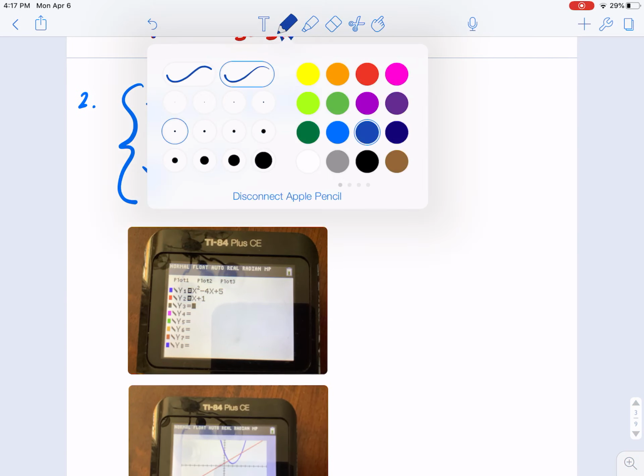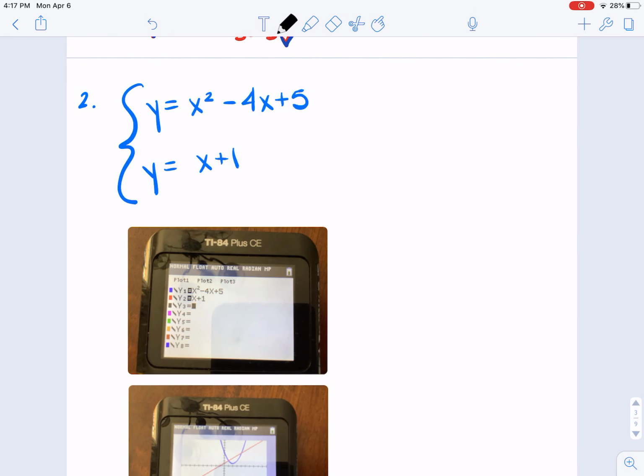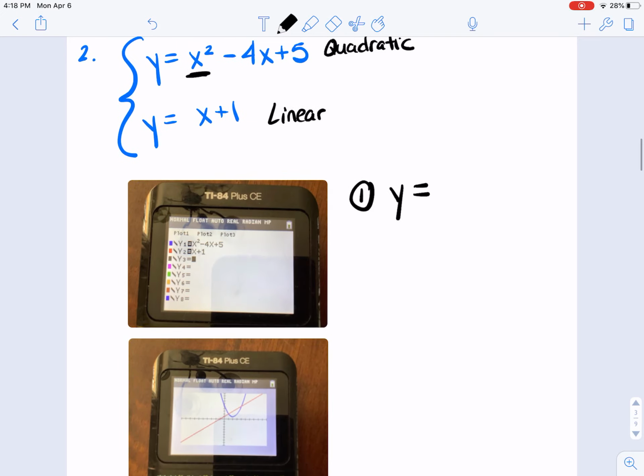So for this problem, again, I've got a quadratic equation and I've got the linear equation. I know that this first one's quadratic once again because I've got the x squared in it. So your step 1 in the calculator would be to type the 2 equations in. So you're going to press that y equals button in the top left-hand corner of your calculator. Type in the 2 equations. Double check that you got everything correctly.